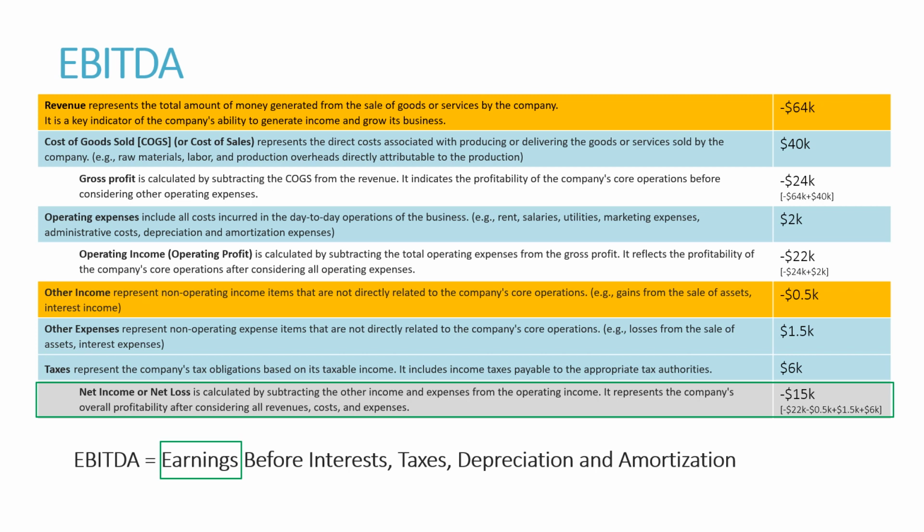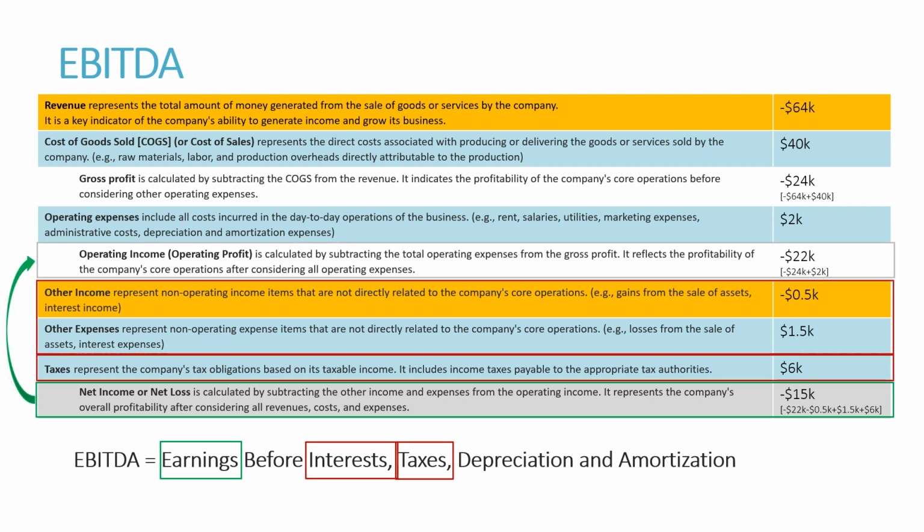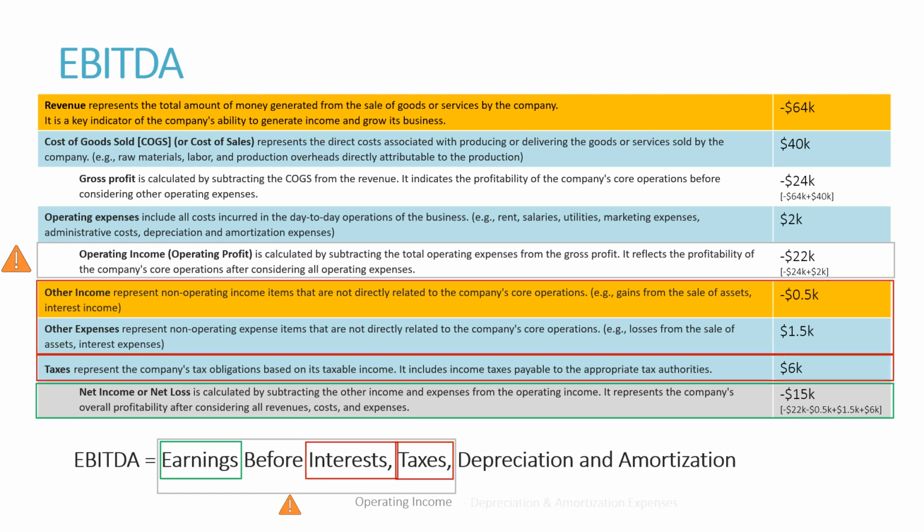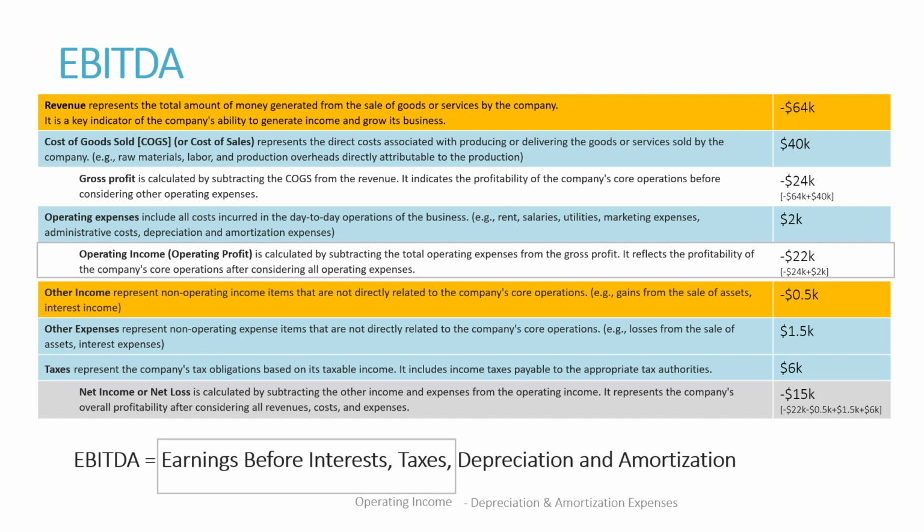We start with the final net income, which is the $15,000. Deduct taxes, which is the $6,000. And then deduct also all interest-related incomes and expenses. This step takes us to what's known as operating income, which in this case is $22,000. Now we need to subtract depreciation and amortization.